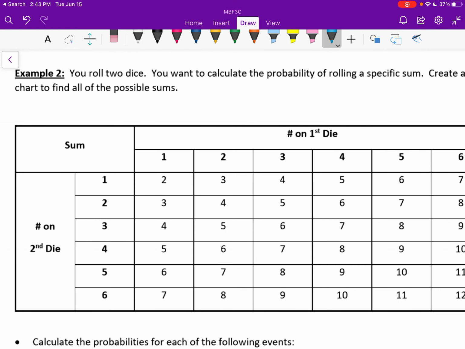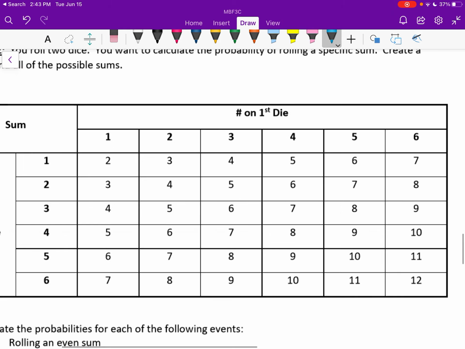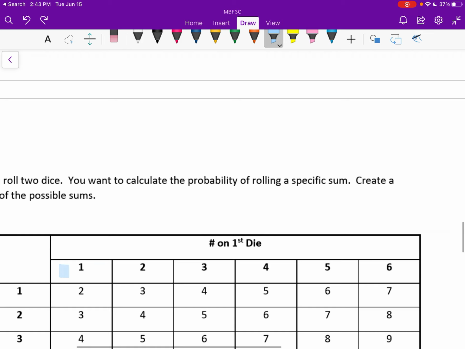So if you were to solve something like this, and if I asked you how to calculate the probability of rolling a specific sum on 2 dice, there's this easy way to set this up. You're going to take the first die, right, and you're going to write all the numbers across. So I'm going to take all the numbers that are on the first die, which is 1, 2, 3, 4, 5, 6, write them across.